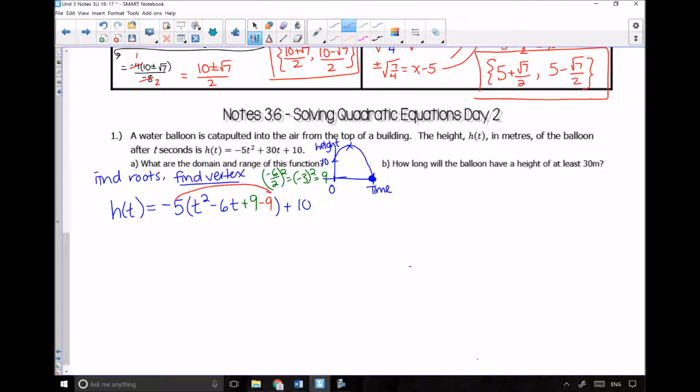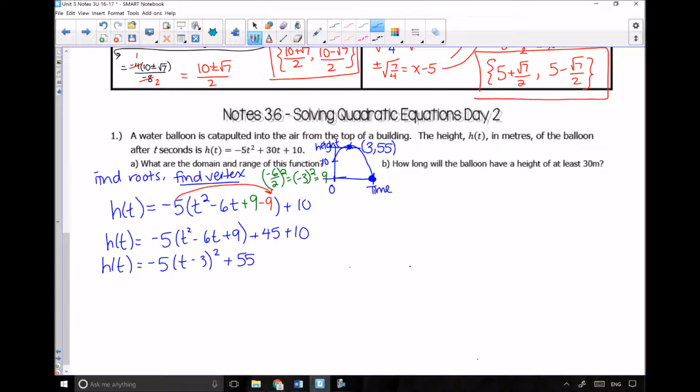So when I distribute this negative 5 through here, I end up getting h of t equals negative 5 times t squared minus 6t plus 9. Negative 5 times negative 9 is positive 45, plus 10. All right, so I end up getting h of t equals negative 5 times t minus 3 squared plus 55. So I know that my vertex is going to be at 3, 55. So I know what my maximum height is going to be. Awesome. Therefore, the vertex is 3, 55.